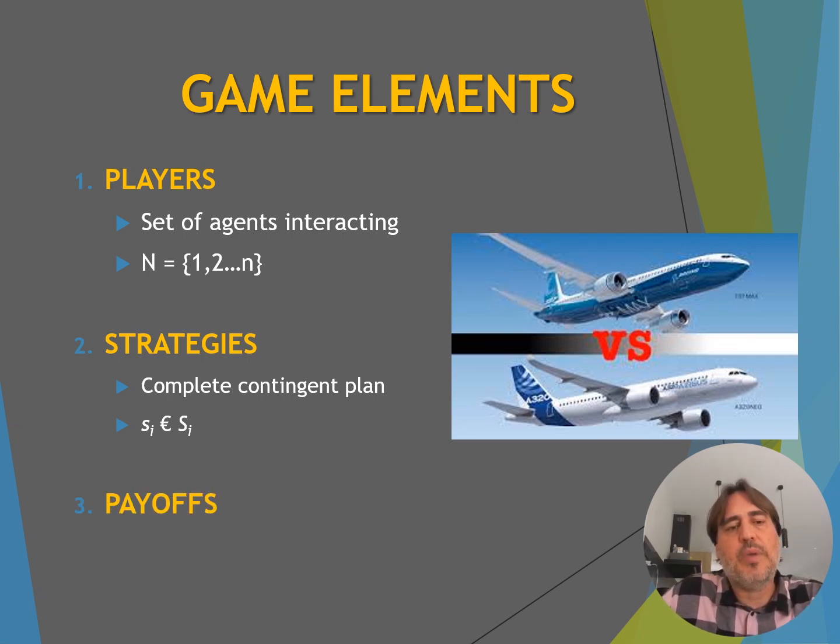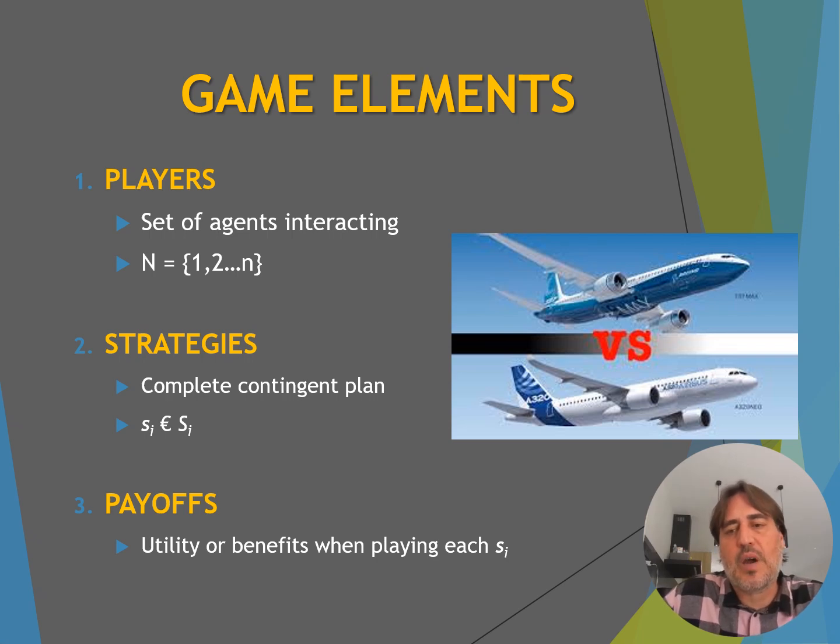Finally, the payoffs, that is the utility or economic benefit that any player obtains if all players behave according to a strategy profile. We can denote as U if we are talking about utility, or P if we are talking about economic benefit. And we use these payoffs in order to compare and in order to measure the final results for every player in the game.